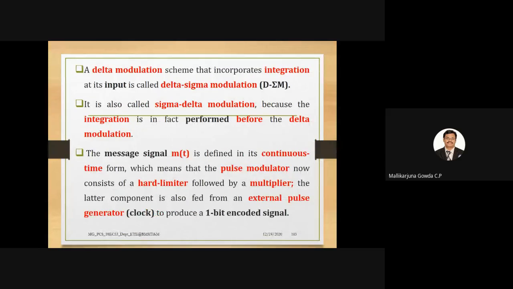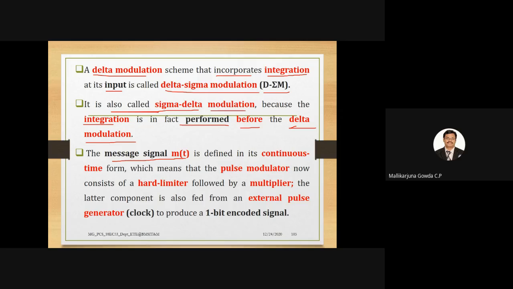So the delta modulation which incorporates integration at its input is known as the delta sigma modulation. Hope you'll be able to understand the difference between just delta modulation and delta sigma modulation. In delta sigma modulation, the input signal is fed through an integrator to the comparator. It is also known as sigma delta modulation, because the integration is performed before the delta modulation.